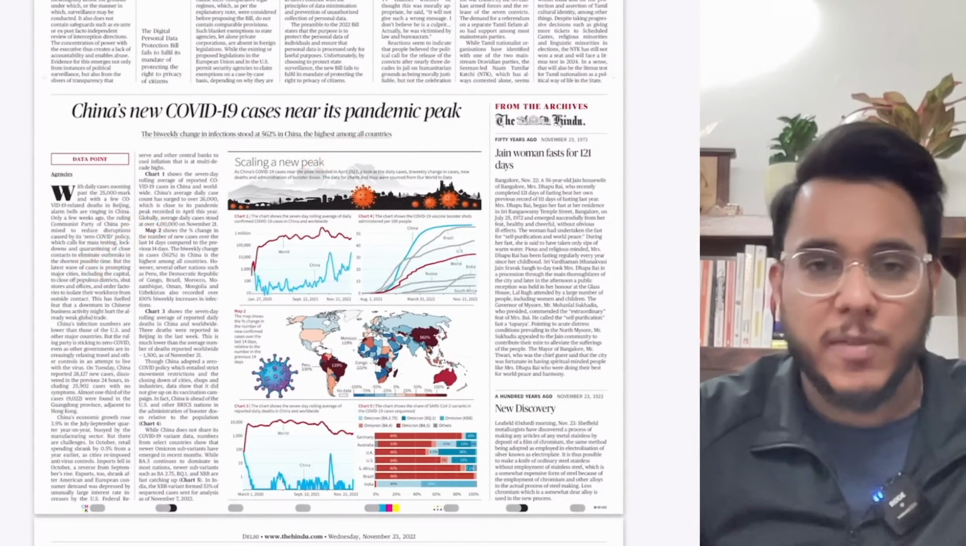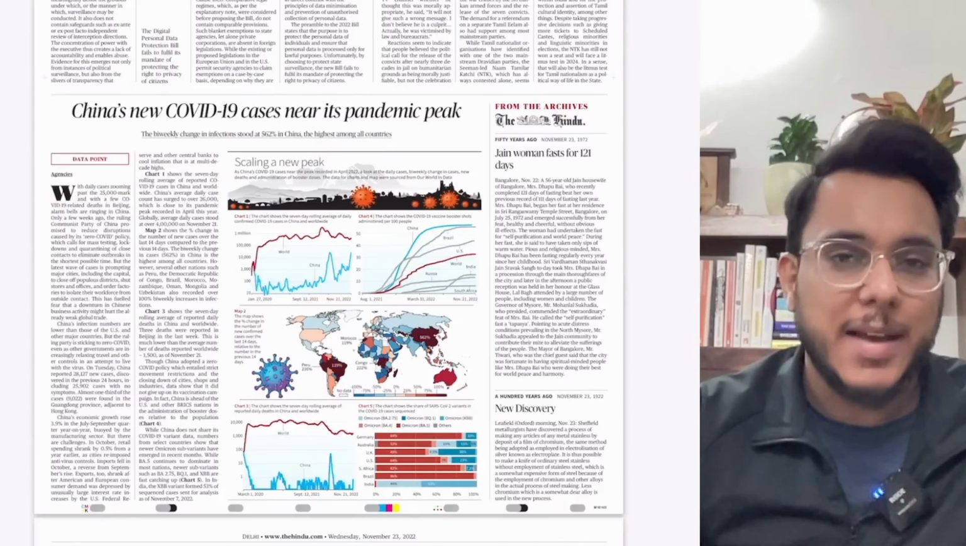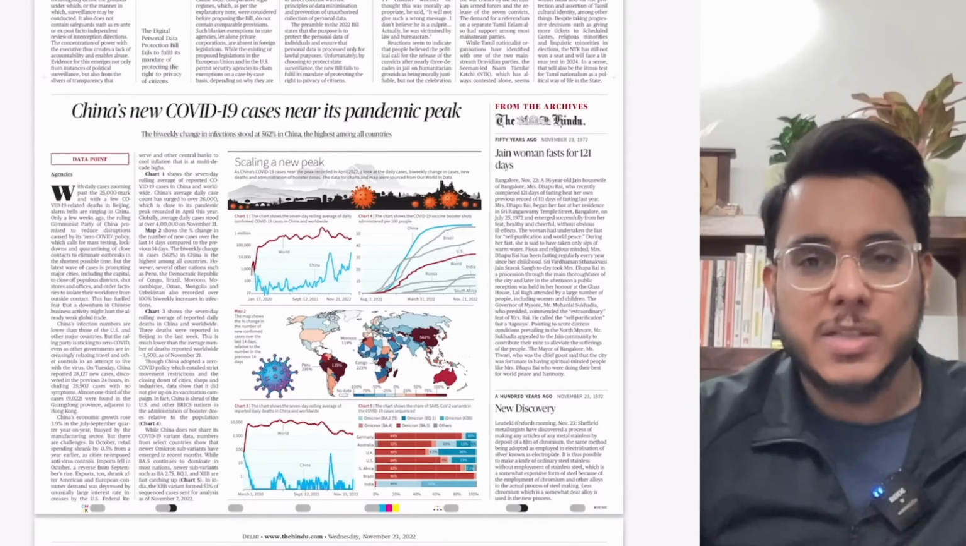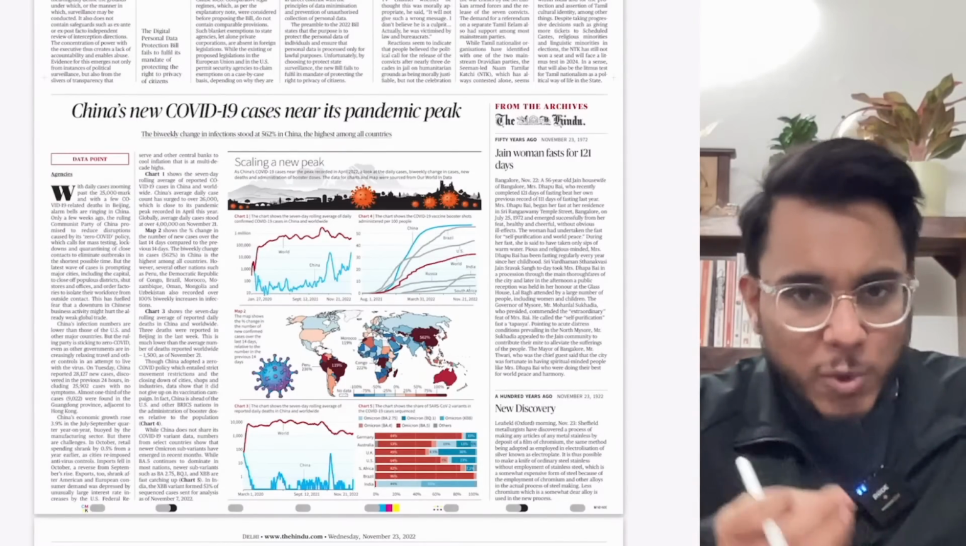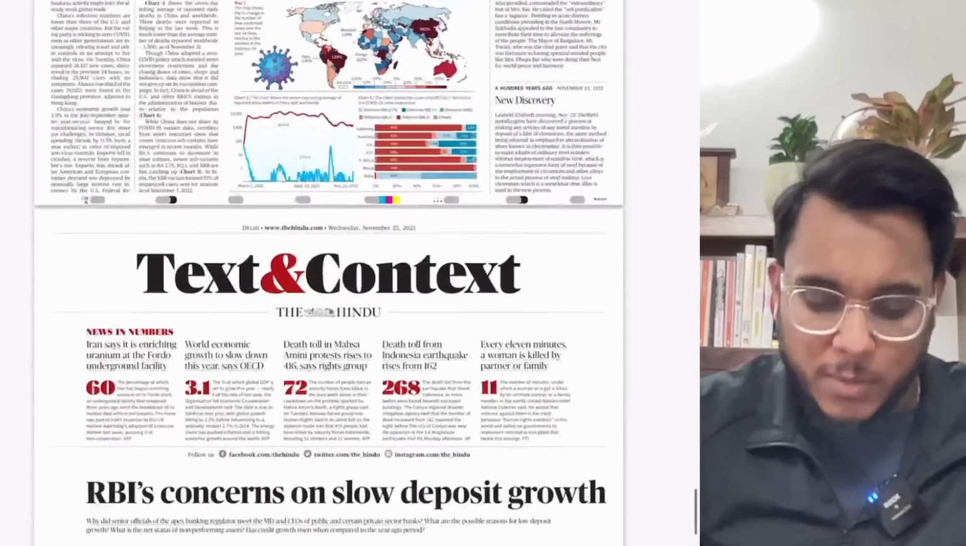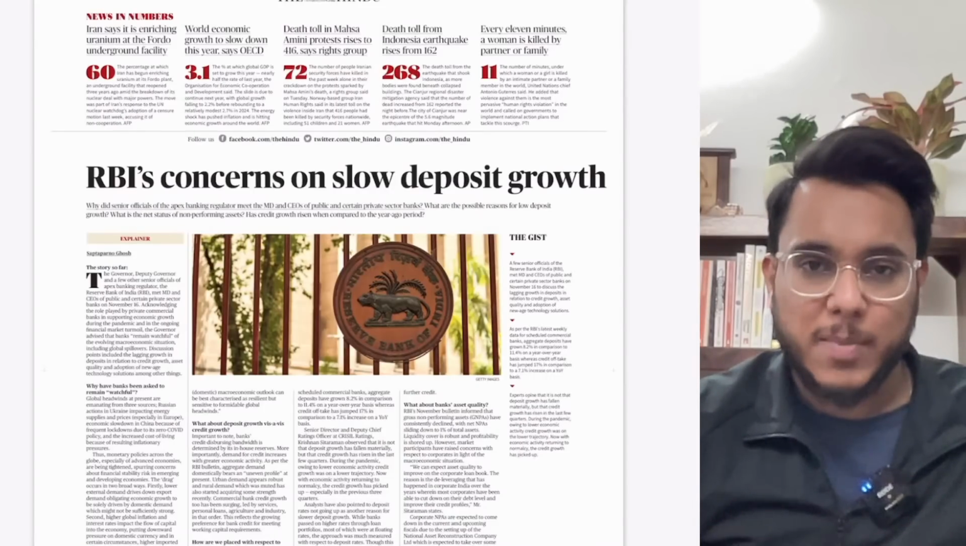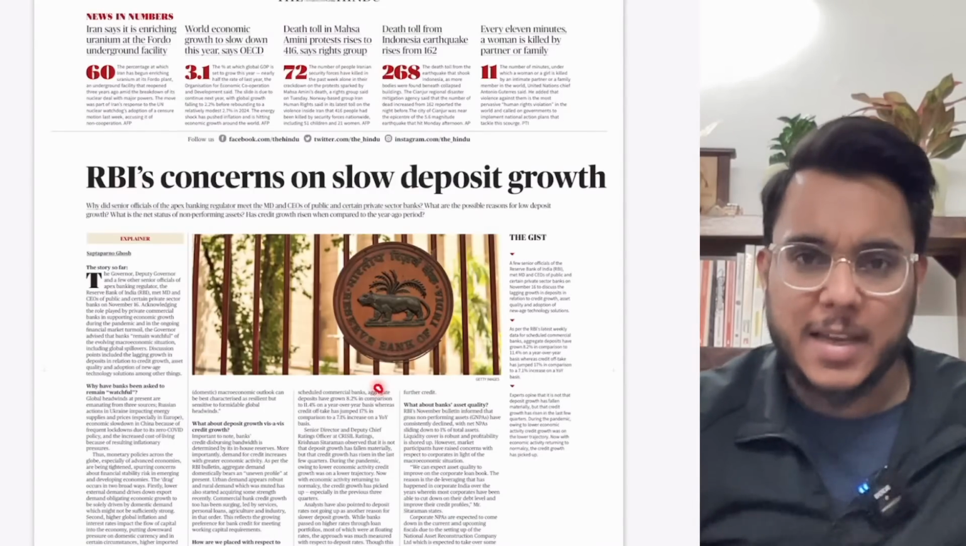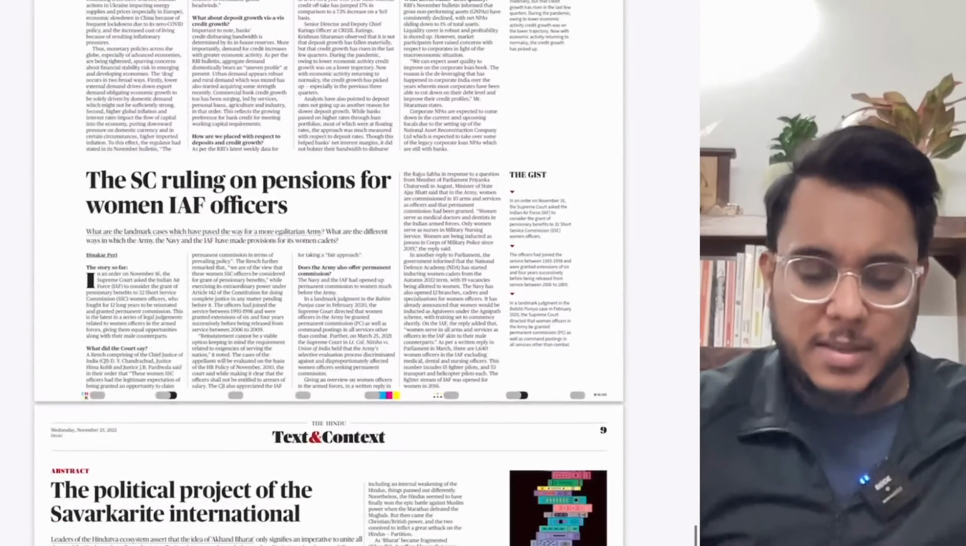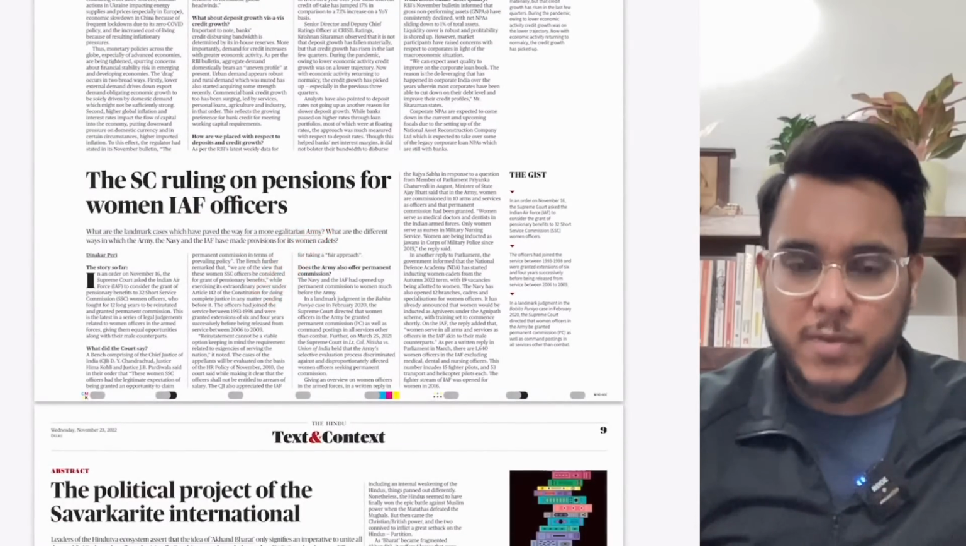The number of cases has increased in China, and China follows the zero COVID policy where even if very few cases come, they'll go into lockdown. Then RBI's concerns on the slow deposit growth. Recently, the November bulletin of the Reserve Bank of India was released, and in this article, we'll see the state of the Indian economy. The Supreme Court rulings on the pensions of women IAF officers.